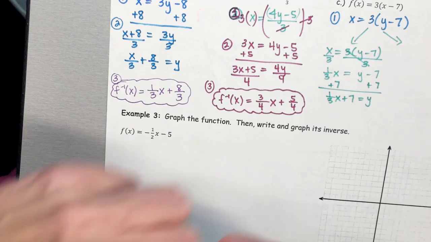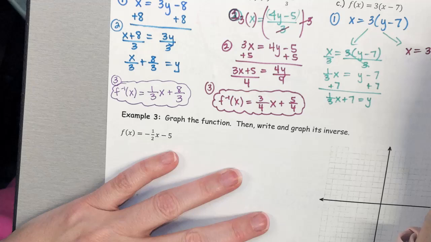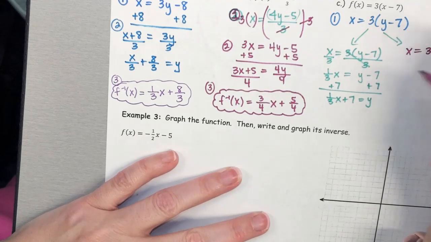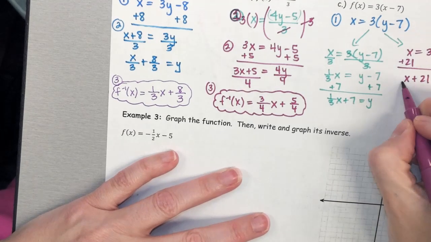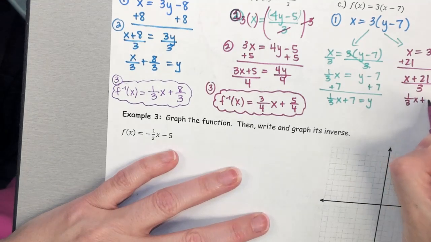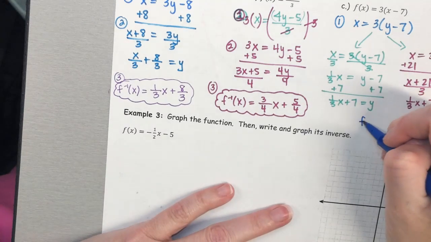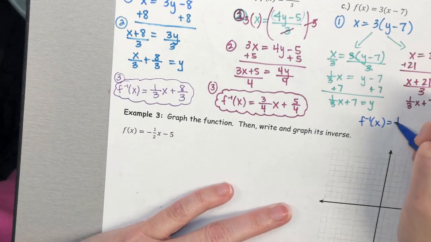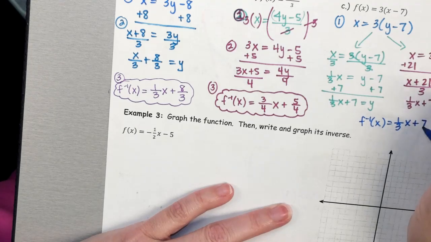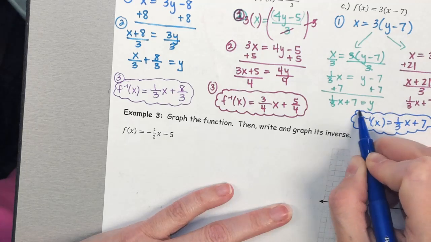Okay, and then if you did, then you get to x equals 3y minus 21. You'd add 21 to both sides. Okay, and again you get 1/3 x plus 7. And then of course you're going to write that in inverse notation. Okay, so it does not matter which path you took. You should end up with the same answer.